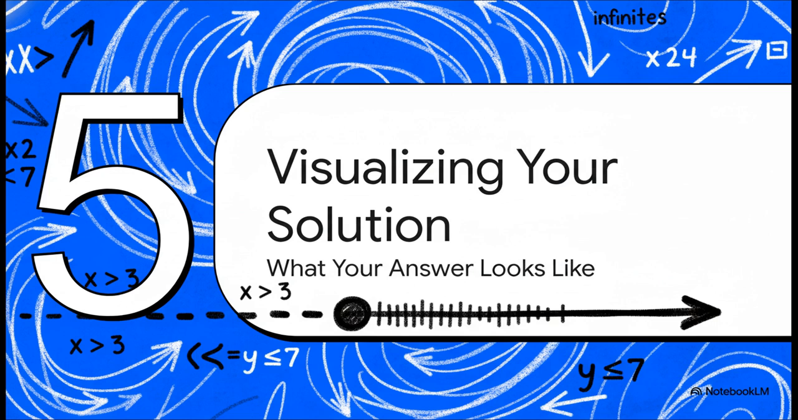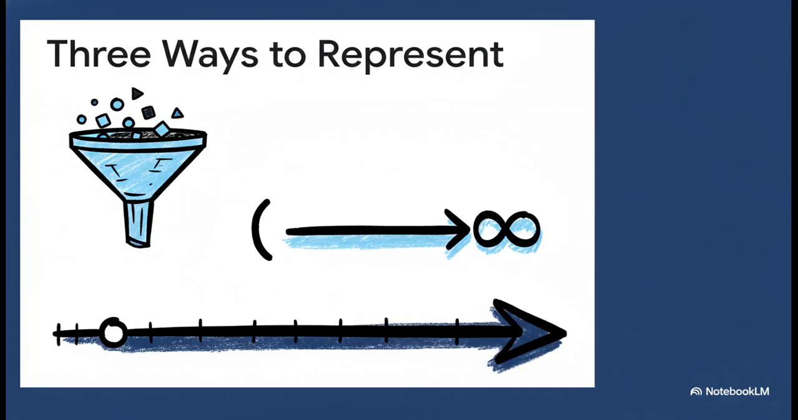So how do we actually show that? We need a way to visualize this potentially infinite range of correct answers. Now, there are a few formal ways to write your solution down. You might see set builder notation or interval notation, which basically just shows the start and end points. But honestly, the most visual, most intuitive way to really get what your solution means is to just draw it out on a number line.